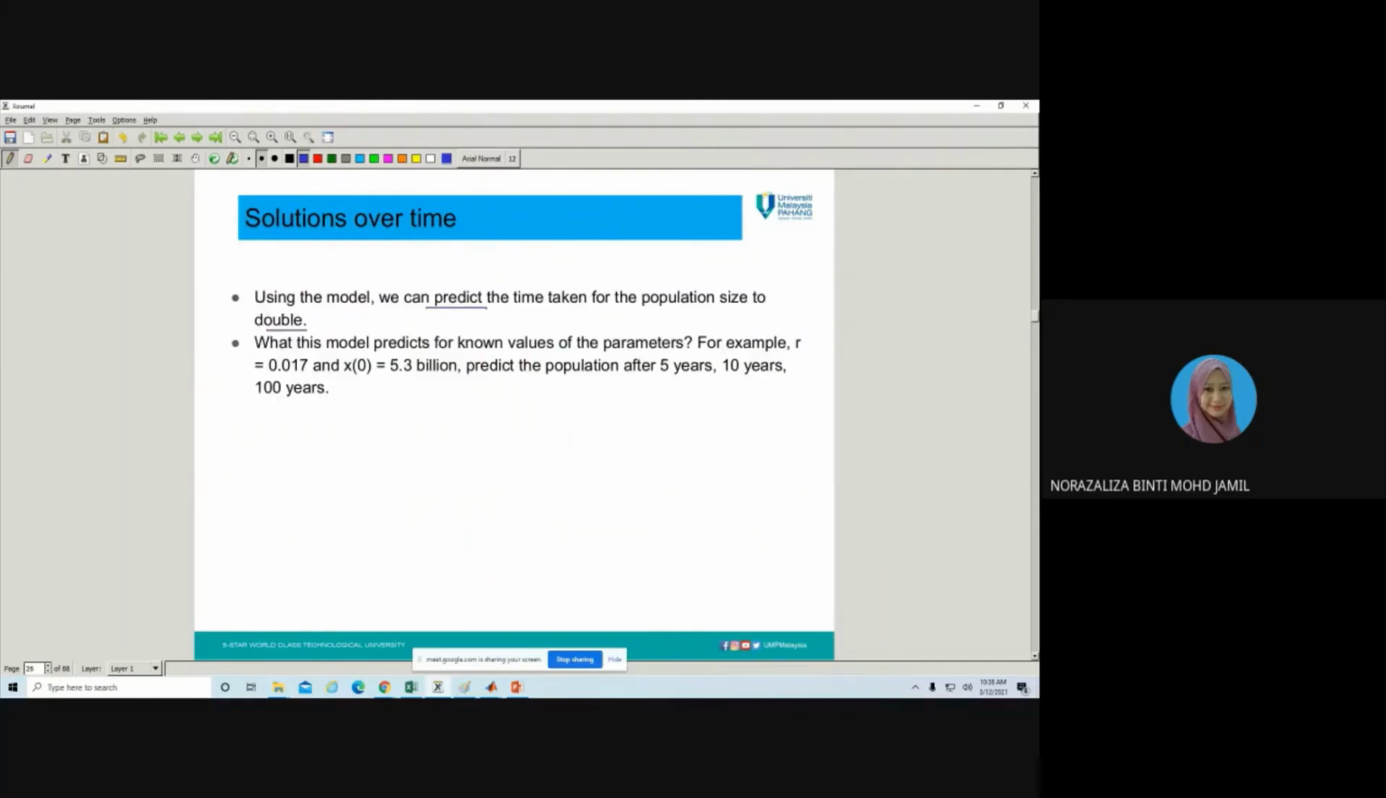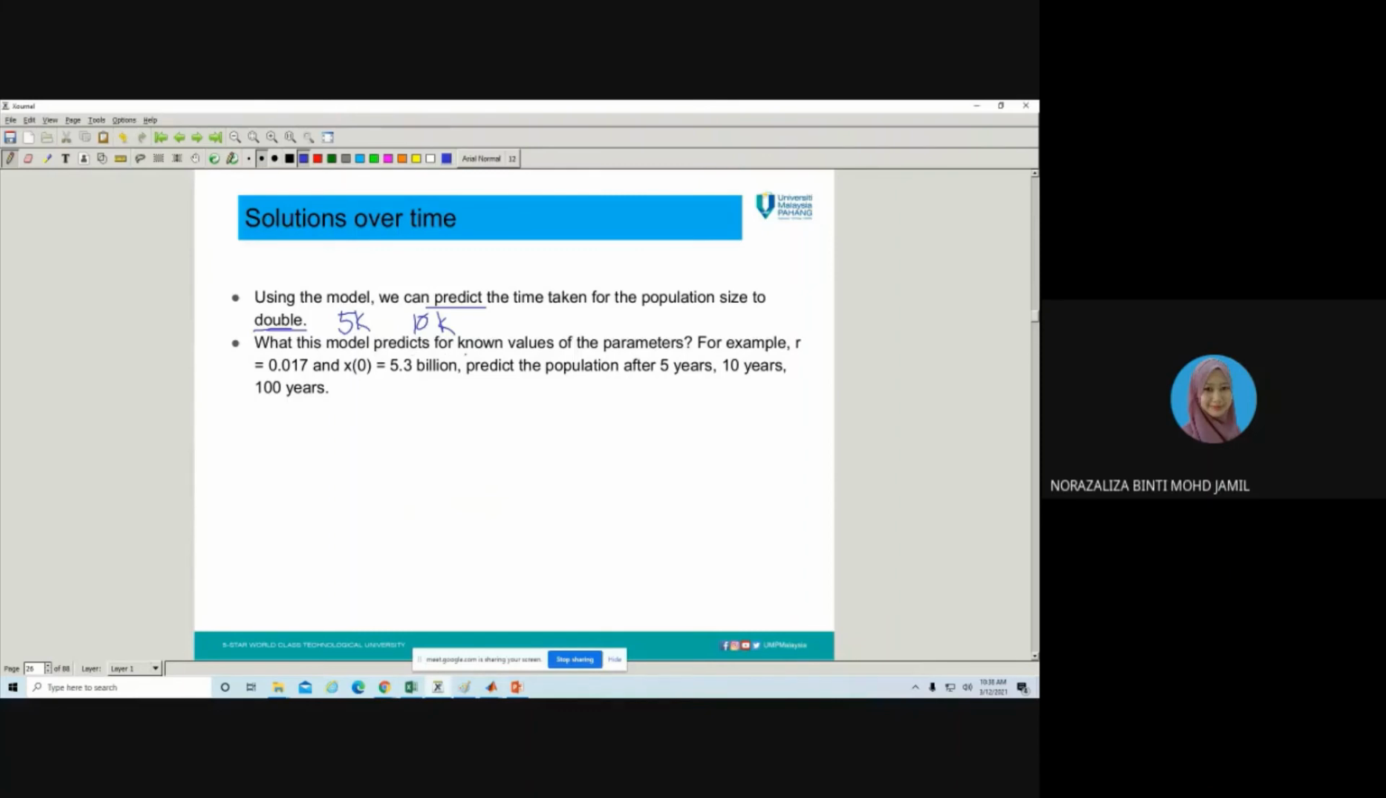Okay, the keyword is predict. The model can predict the time. For example, you want to know when the population size will double. If the population now is 5, when will the population be 5,000, for example? When will the population be 10,000, is it 2 more years or 3 more years, and so on. Okay, we will know the estimated value.